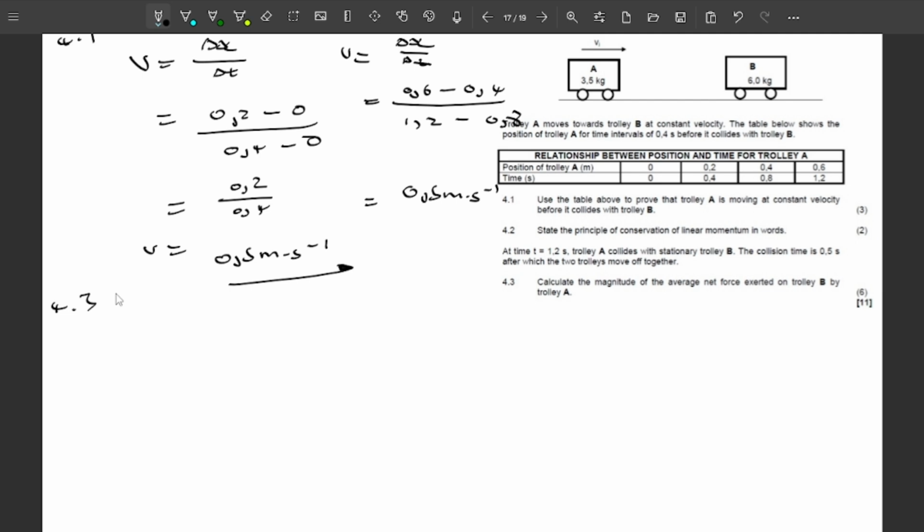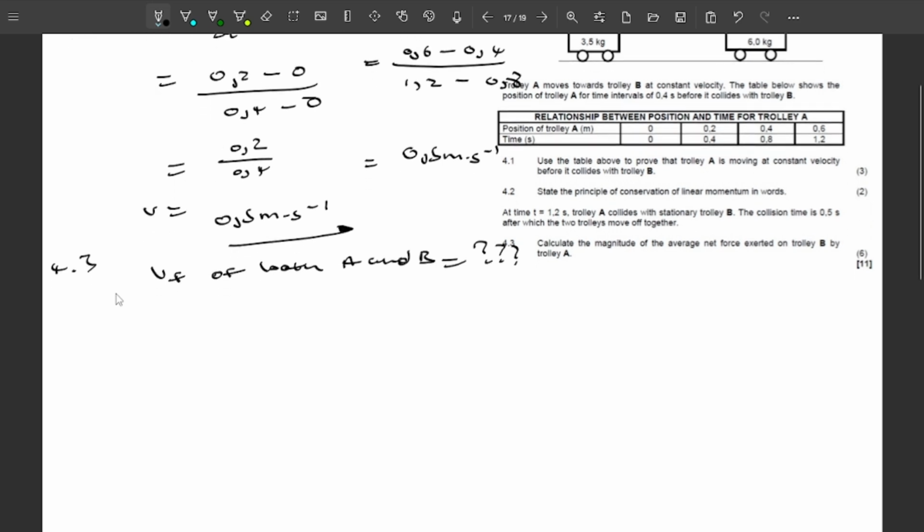Right? So, for this one, firstly, we have to find what is the V final that both of these trolleys are moving with, right? We have to find the V final of both A and B. We don't know it, because if we can find the V final that they're moving with, then we can use that V final to find the F net that B applies on A, right? So this is how we're going to find it.